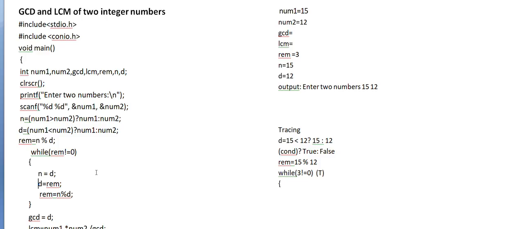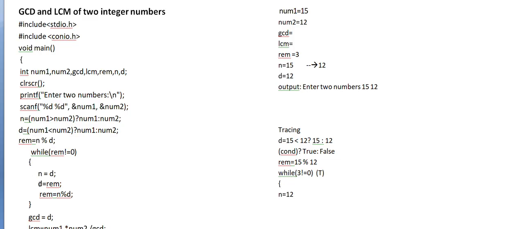Okay, so what value is d holding? D is holding the value 12. So that becomes the value of n. So n is equal to d. D is holding the value 12. Okay, next, now at this stage, at the second stage, the value of n is equal to 12.